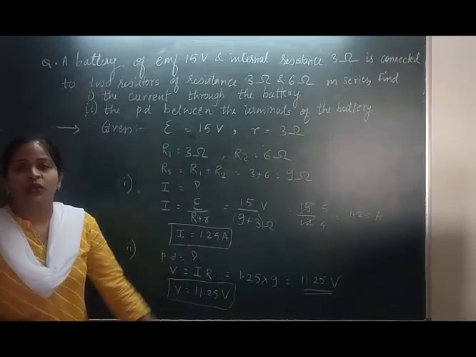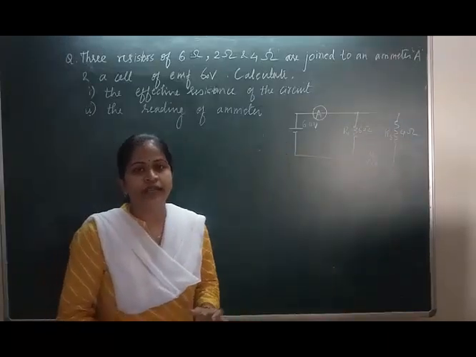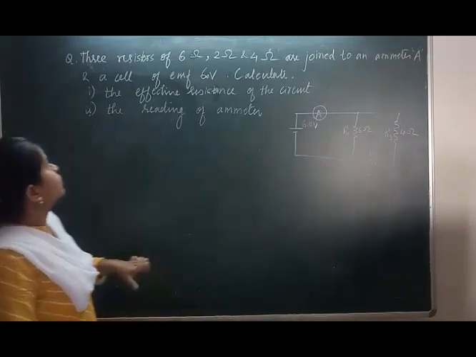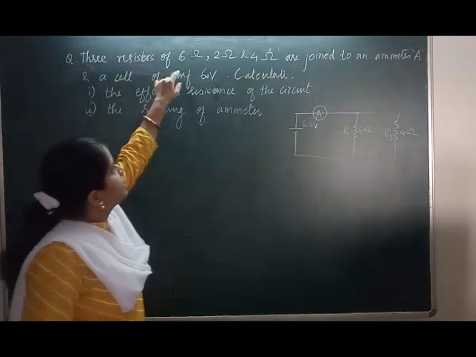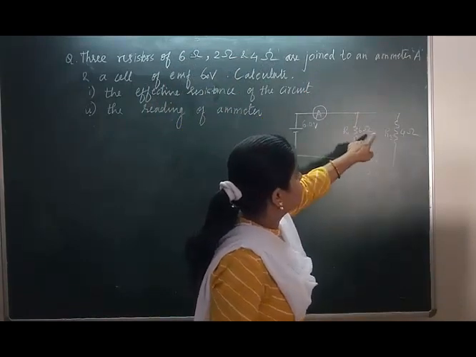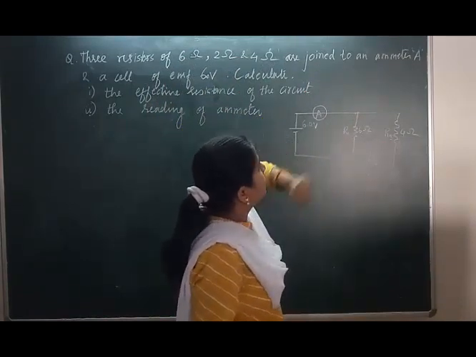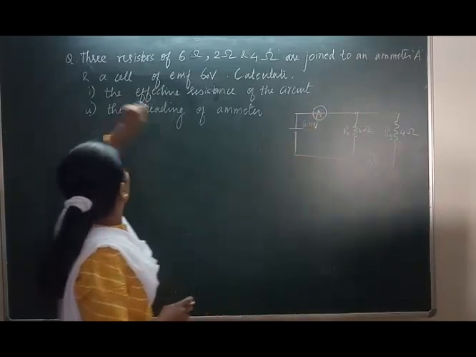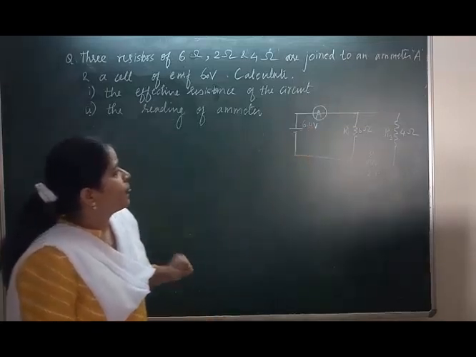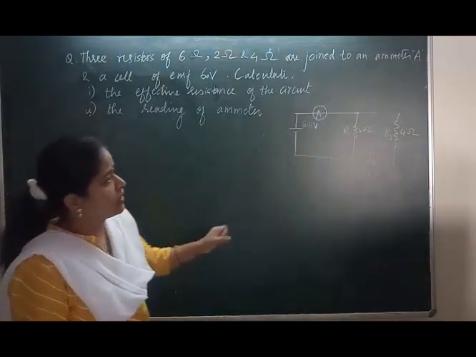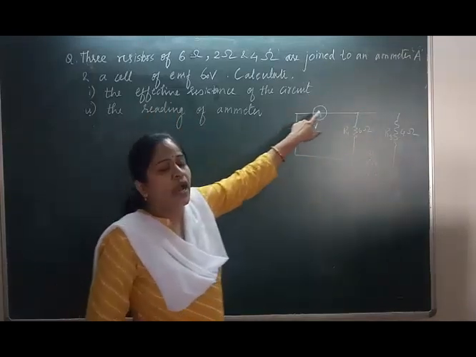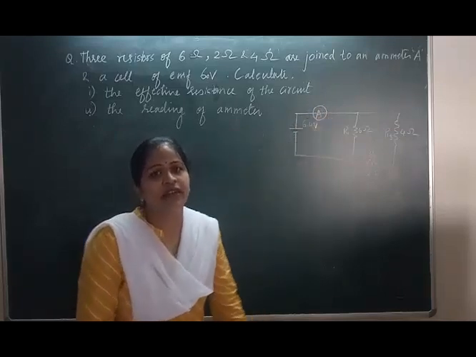This is the PD, the value of PD across the terminal of the battery. It is 11.25. So students, now we will be taking one numerical which is based on a diagrammatic representation. Here is a question. Three resistors of 6 ohm, 2 ohm and 4 ohm are joined to an ammeter and a cell of EMF 6 volt. We have to find out the effective resistance in the circuit. Then we have to find out the reading of the ammeter.